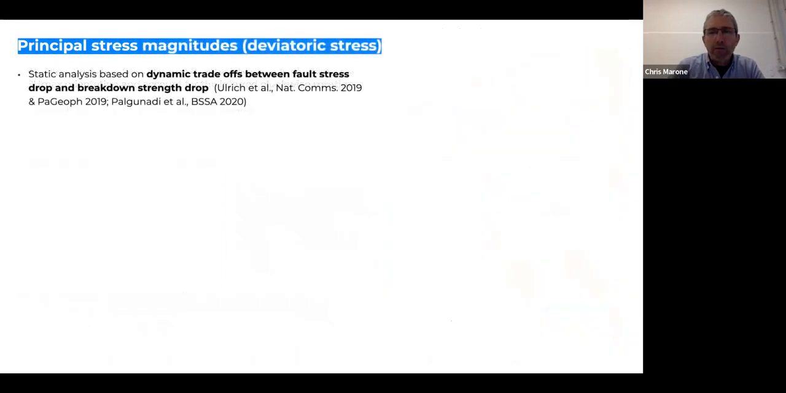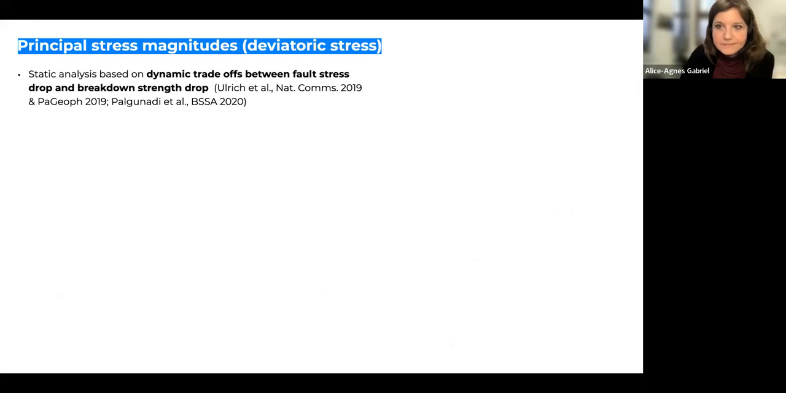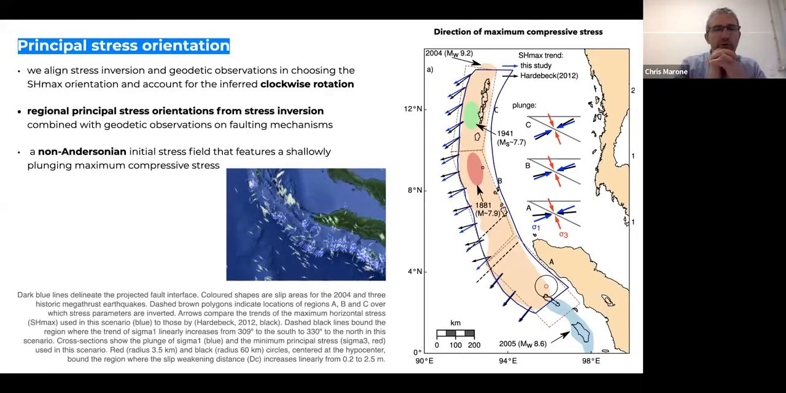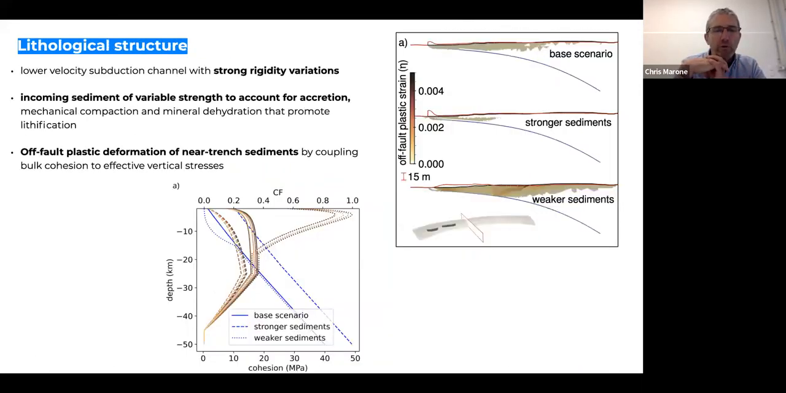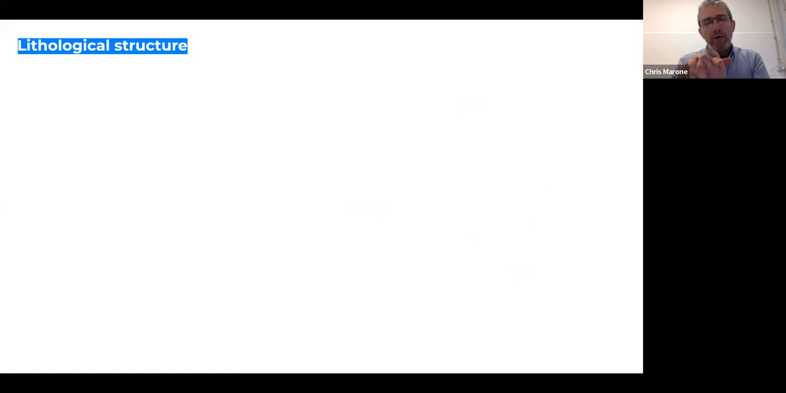Can I interrupt? It's Chris, sorry. Sure. Just one slide back, I guess it was. When you show us, maybe just one before this, when you show us the stress variations as a function of depth, this is the coefficient of friction on the top?